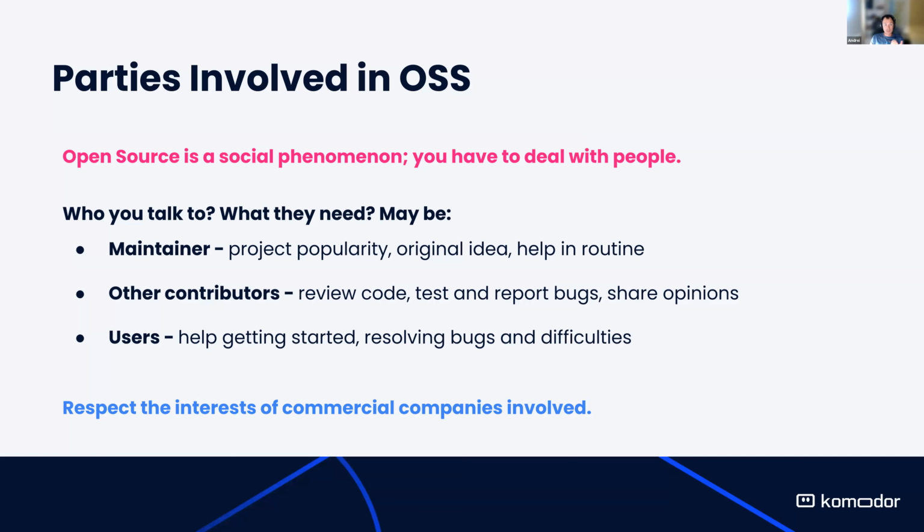For example, maintainer, what does he need? Maintainer wants the project to become popular. He wants to maintain the original idea of the project so it will be going according to the master plan. And he desperately needs help in routine tasks like fixing bugs, sorting through stuff, writing documentation, a lot of those. You may be talking to other contributors, and they would like their contribution to be accepted, and for that they would like it to be tested, bugs reported, code reviewed, opinion and feedback shared. So they will have feedback, they will improve their contribution, and will help the project to improve.